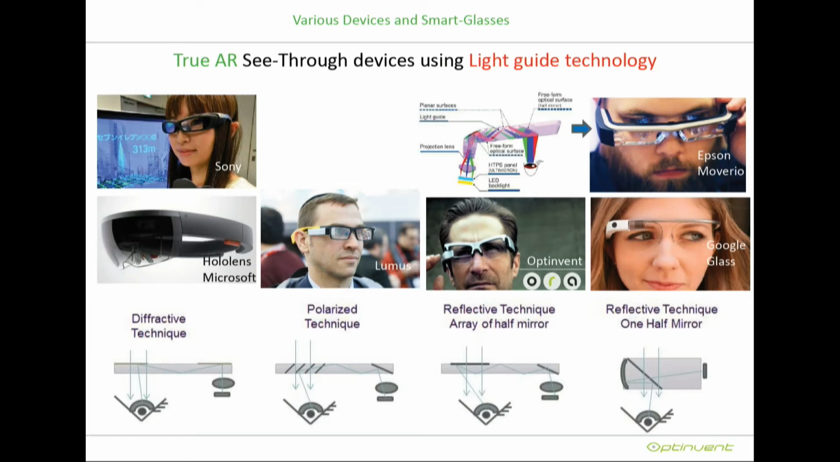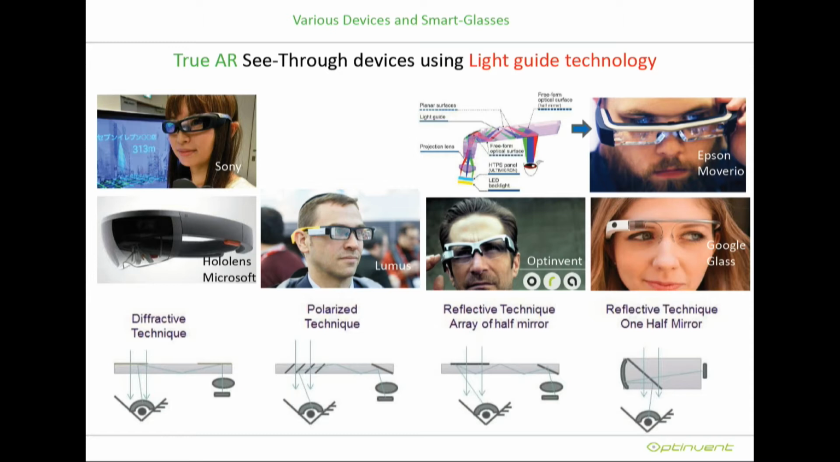The problem with this technique is that any diffraction technique is very sensitive to the wavelength, especially to the field of view. The larger the field of view, the larger the spectrum, and you get color issues, okay? They try to correct the color issue, but they are still limited. This is why this technique is used today by Sony in monochrome, only green, or with micro lenses limited to 30 degrees.